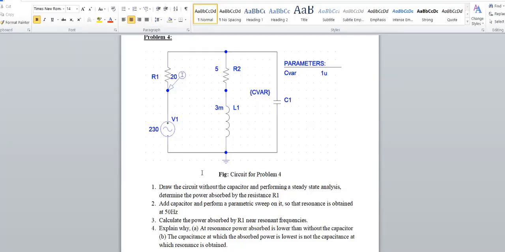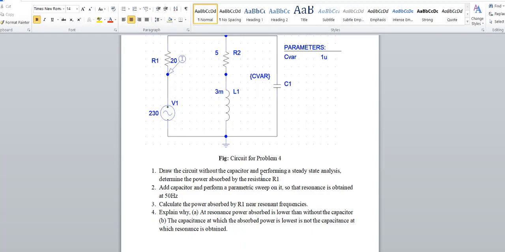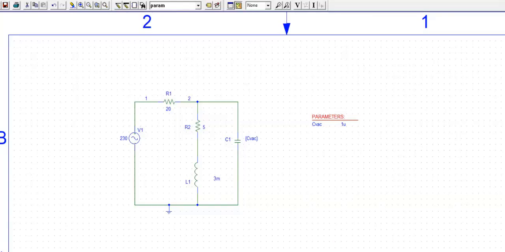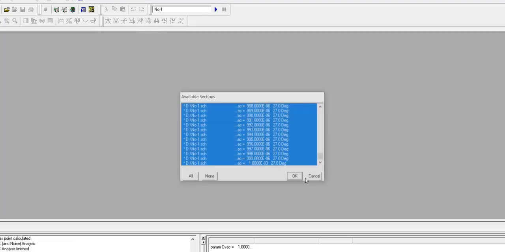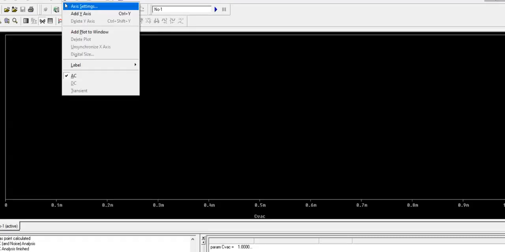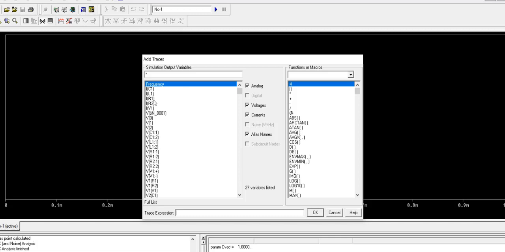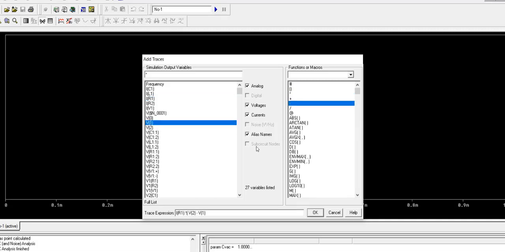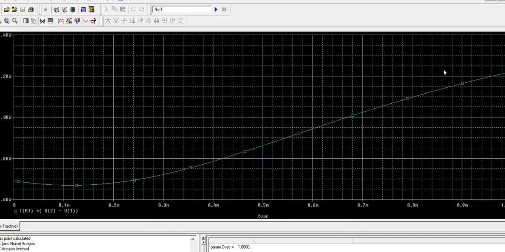Now for the next part we have to calculate the power absorbed by R1 near resonance. So again, if you want to see the power, we have to do again trace, add trace, current through IR1 into V2 minus V1. Now this is the power absorbed by R1.